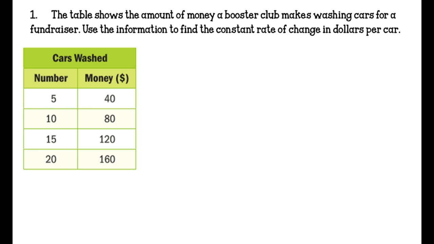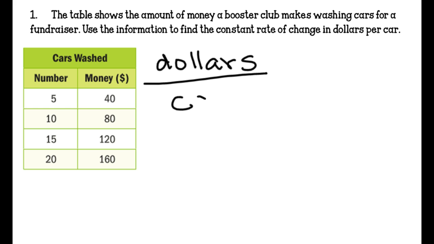Number 1, the table shows the amount of money a booster club makes washing cars for a fundraiser. Use the information to find the constant rate of change in dollars per car. So if they want dollars for every one car, we do dollars on top and car on bottom. So 40 divided by the number of cars, so they made $40 by doing 5 cars, so that was $8 per car.